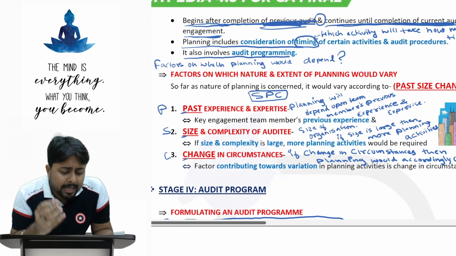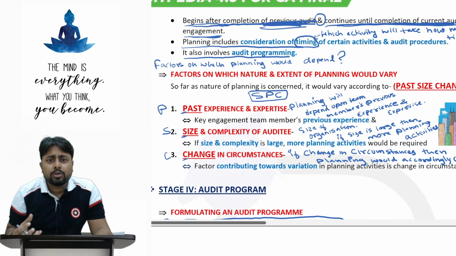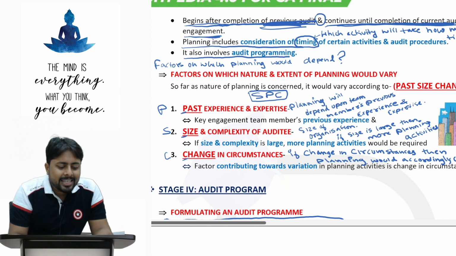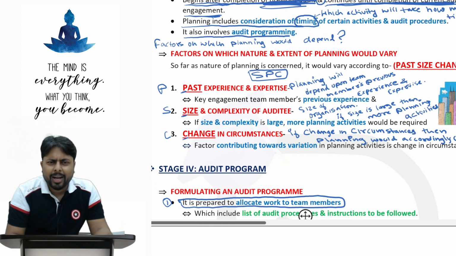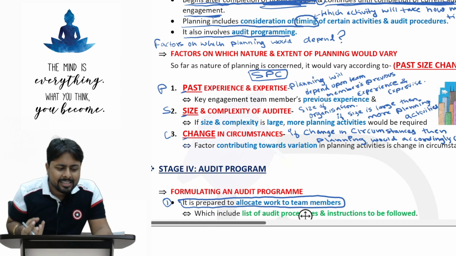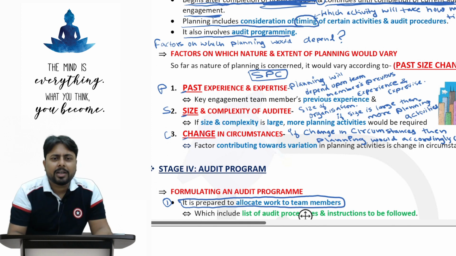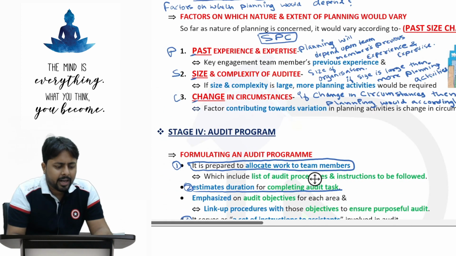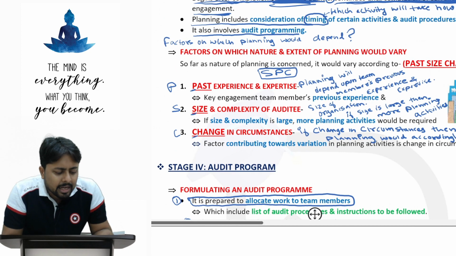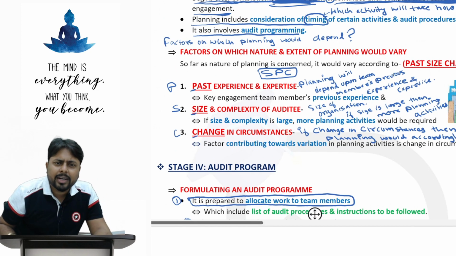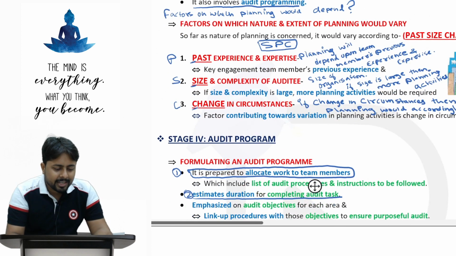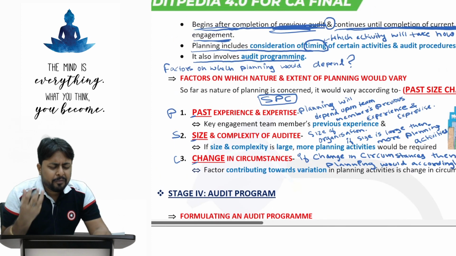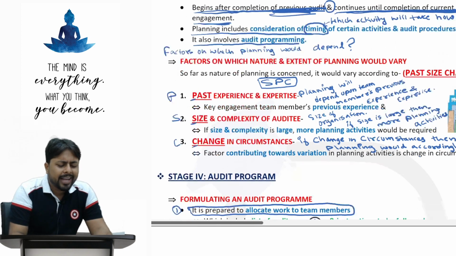Please note, guys, planning also considers timing. Which activity will take how much time? And lastly, planning also involves the audit program. So the audit program is our fourth stage. What is an audit program? We'll study it in detail in the fourth stage. Last question in the third stage: what are the factors on which planning will depend? Planning will depend upon SPC. I hope you've heard the name of SPC, a recognized institute in the CA industry. So the factors on which planning will depend are SPC: size.